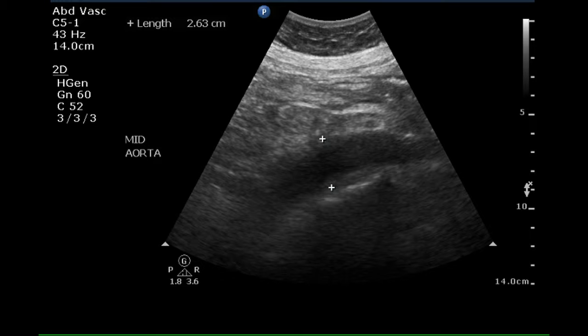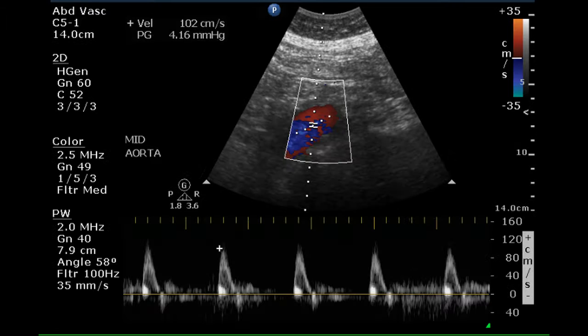The mid-aorta measures 2.6 centimeters in a sagittal scanning plane. The Pulse-Doppler waveform is high resistance. There is reverse flow and a weakly demonstrated triphasic flow. This indicates that the Doppler was likely performed below the level of the renal arteries. This is normal.